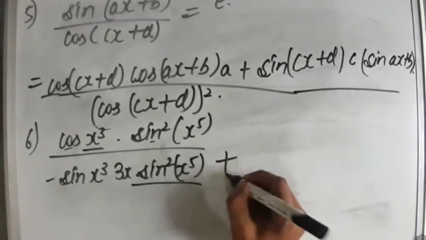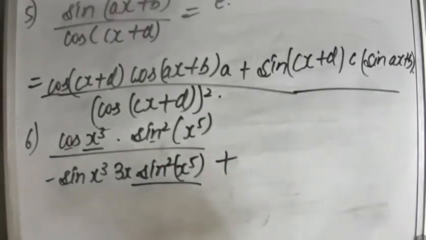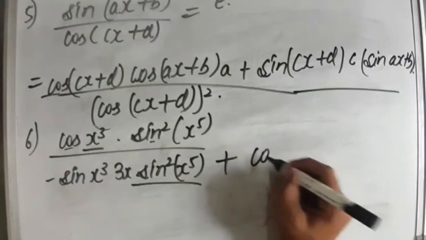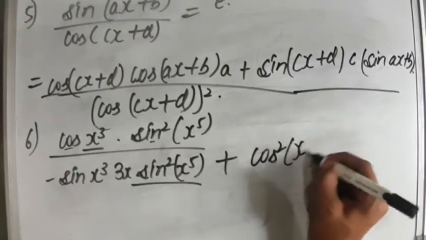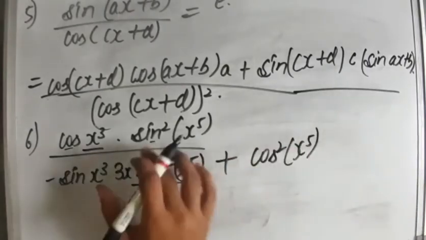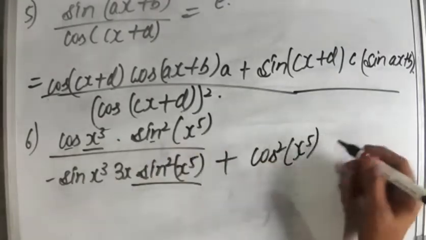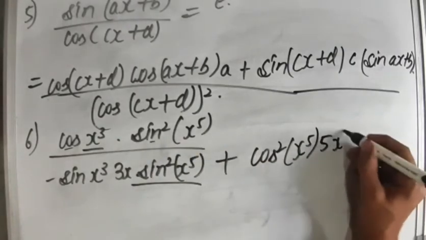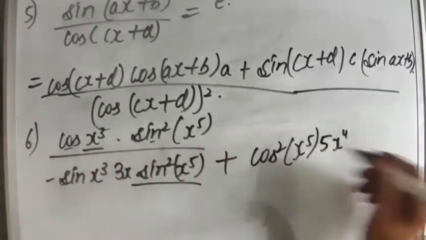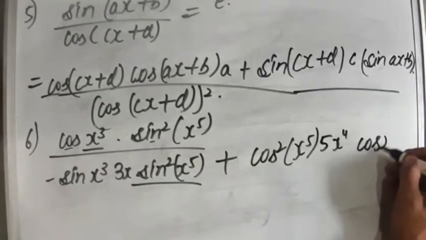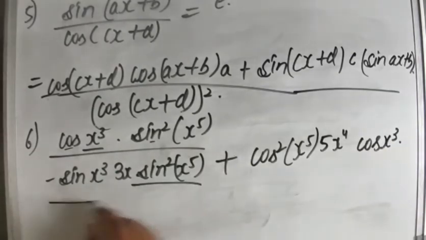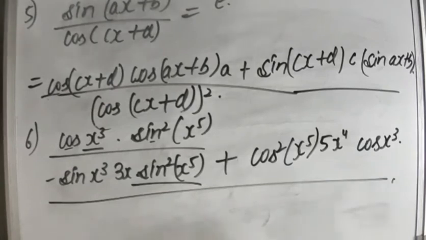Now we need to differentiate this sine square x raised to power 5. Sine square differentiation is cos square x raised to power 5. Okay, and x raised to power 5 differentiation is 5x raised to power 4, and cos x cube as it is, cos x cube as it is. So this is our sixth question. Look how easy they are. You can do this question in only a single step.